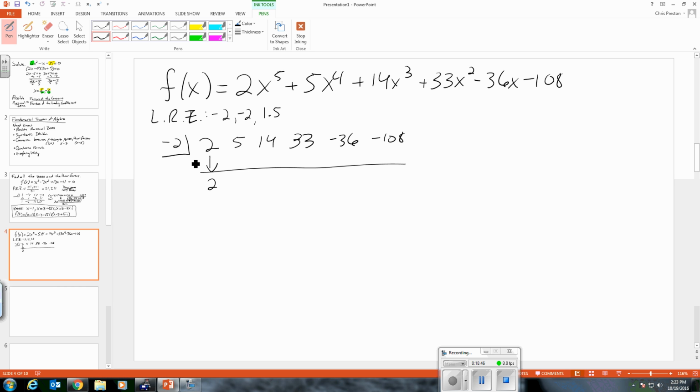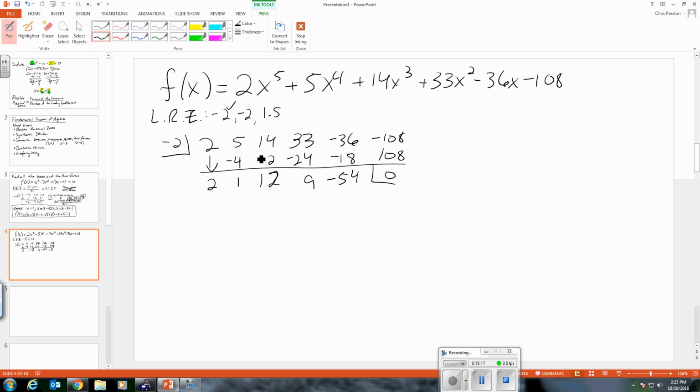So 2, that's -4, it's 1. That's -2, that's 12. -24, so 6, 9. -18, so 2, 4. -54. -2 times -54 is a positive 108. So that worked.